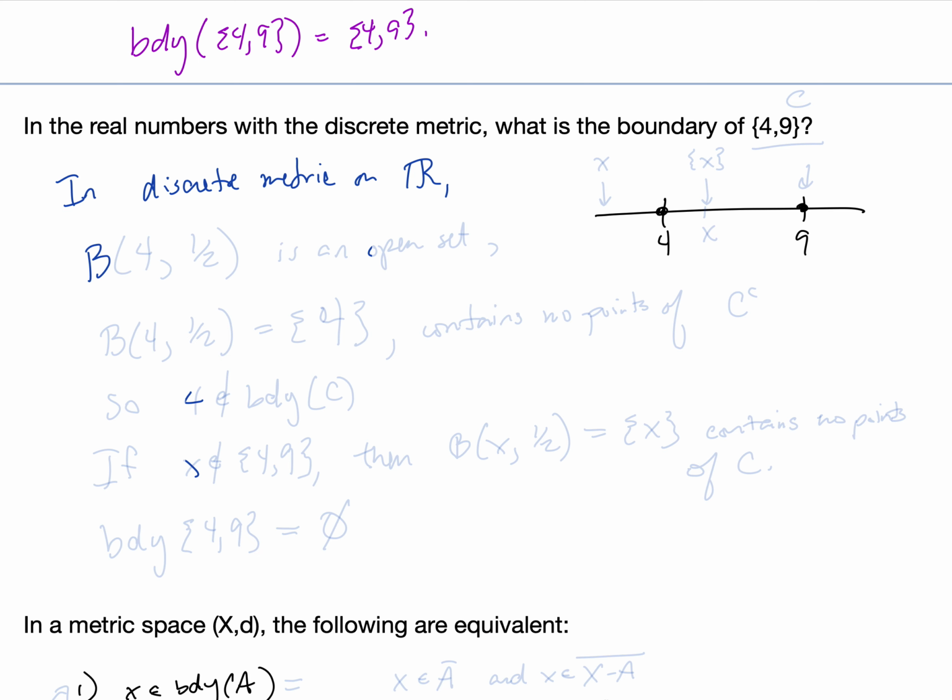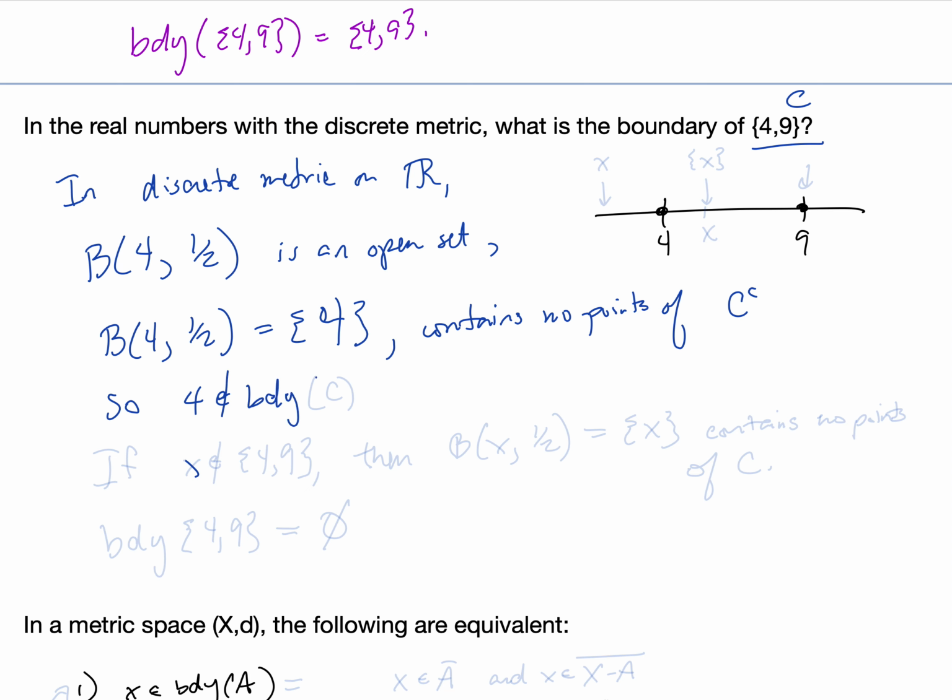So for example, the ball centered at 4 with radius 1/2 is an open set, and that open set contains only the point 4. That's because the only point of distance less than 1/2 from 4 in the discrete metric is the point 4 itself. And so this is an open set that contains no points of C complement. So 4 is not on the boundary of the set C. Similarly, 9 won't be on the boundary of the set C either.